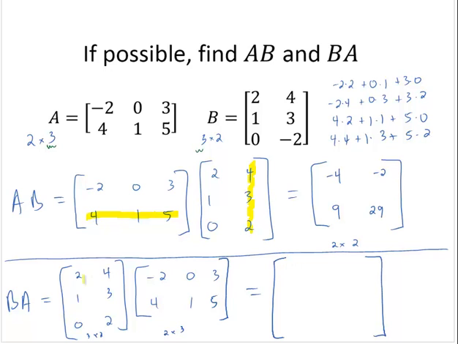All right, so to find the first element of the first row, take the first row, first column, 2 times negative 2 plus 4 times 4 is negative 4 plus 16, which is 12. Then take the first row, multiply by the second column. 2 times 0 plus 4 times 1 is 4. First row, third column. 2 times 3 is 6, 4 times 5 is 20, 26.